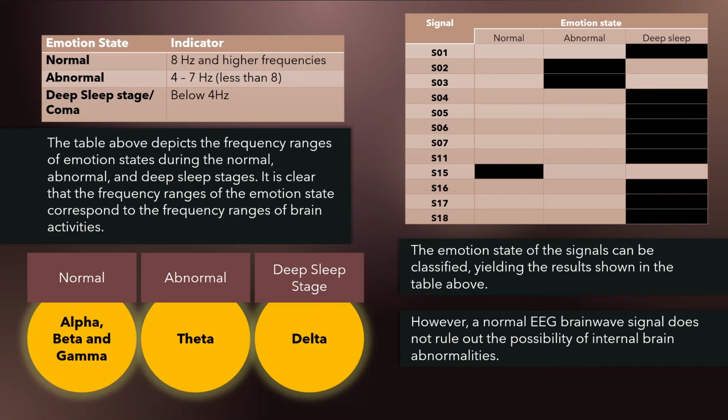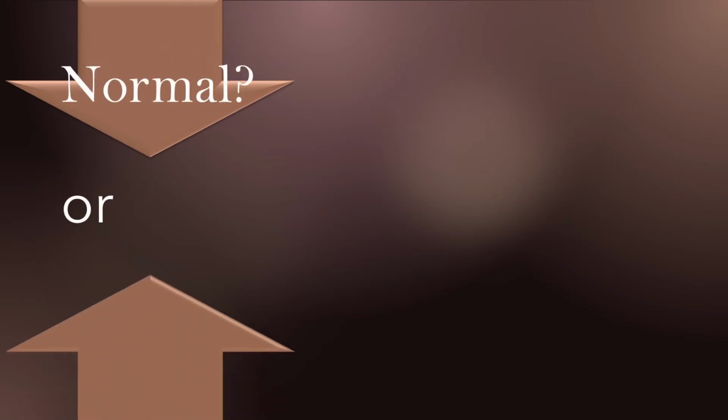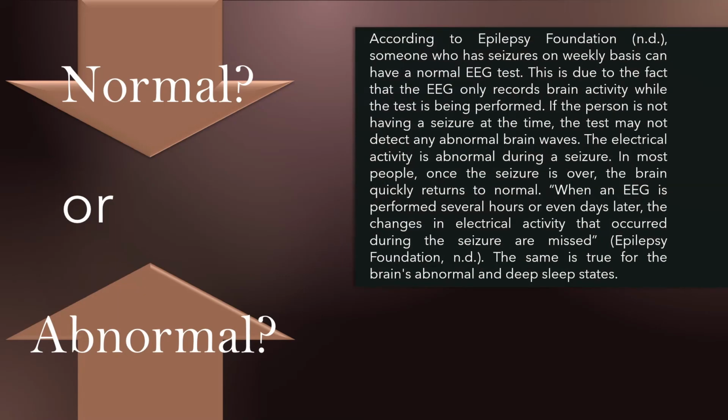However, a normal EEG brainwave signal does not rule out the possibility of internal brain abnormalities. Normal or abnormal. According to the Epilepsy Foundation, someone who has seizures on a weekly basis can have a normal EEG test. This is due to the fact that the EEG only records brain activity while the test is being performed. If the person is not having a seizure at the time, the test may not detect any abnormal brain waves.